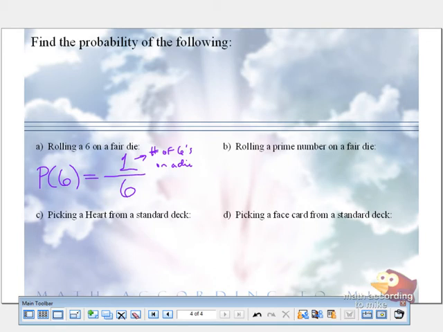Now notice in part A, we were only talking about one thing, so that would be an outcome. Where B is a collection of outcomes, so this is technically an event. So, rolling a prime number on a fair die.